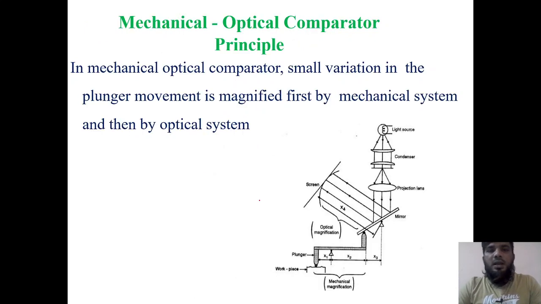Next is the mechanical optical comparator. In this comparator, the small variations in the plunger movement are magnified first by a mechanical system, then by an optical system. For example, here we have taken a set of combinations, like a couple, where the pivot joint is kept at a distance x1 and at another position x2. Because of this distance, from smaller to bigger, we are magnifying the motion. If you get a small deviation here, it will obviously be multiplied here because of the largeness of the length. The couple has to be fixed, with the clockwise and anti-clockwise directions fixed.